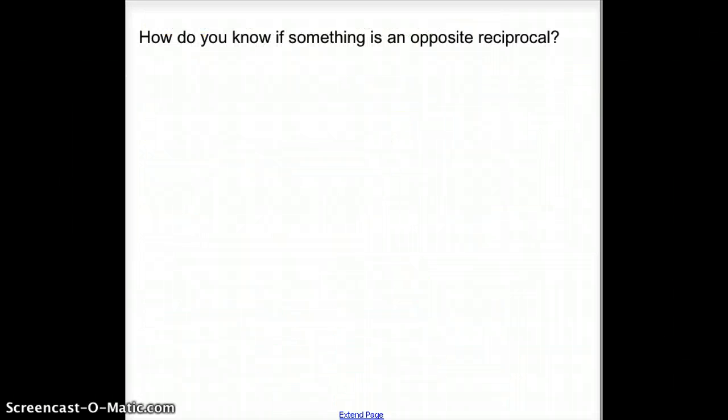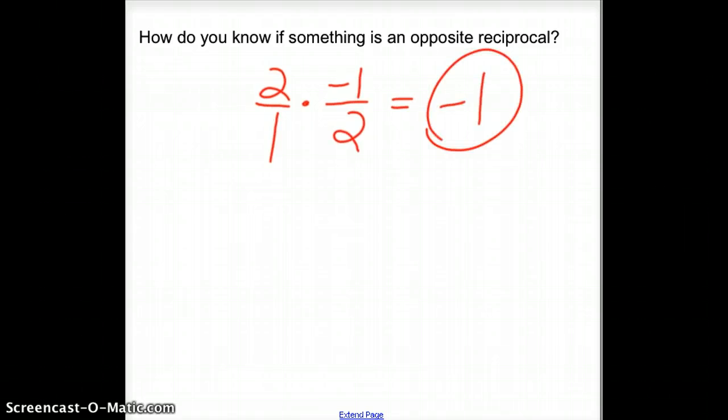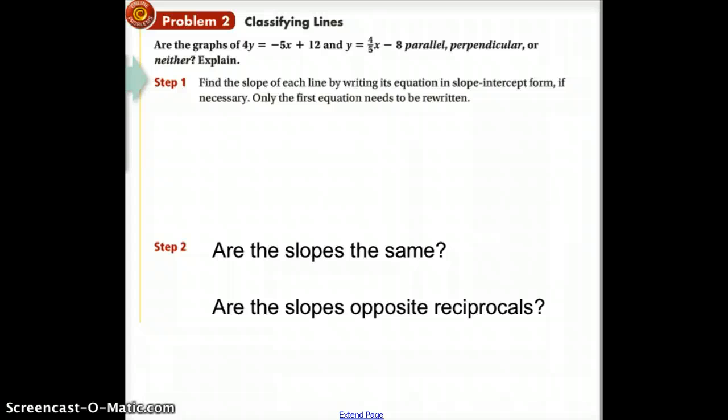All right, so how do you know if something is an opposite reciprocal? They give you a slope, and you multiply it by its opposite reciprocal, it should equal -1. So, classifying lines: are the graphs of 4y equals -5x plus 12 and y equals 4/5 x minus 8 parallel, perpendicular, or neither? Explain. All right, here's the deal.